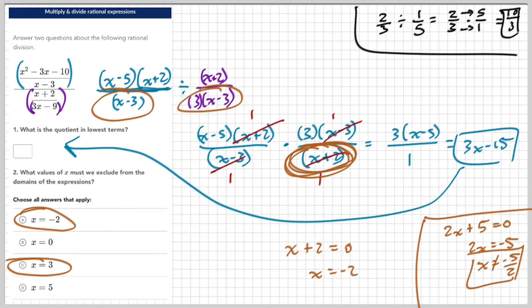Okay, so those are excluded values. Now, this one is a weird problem because the denominator switches right here. First, it was this guy, then it was this guy, and so you have to find excluded values for both of those denominators. At any point in this problem, wherever you have a denominator, we have to find an excluded value for it.